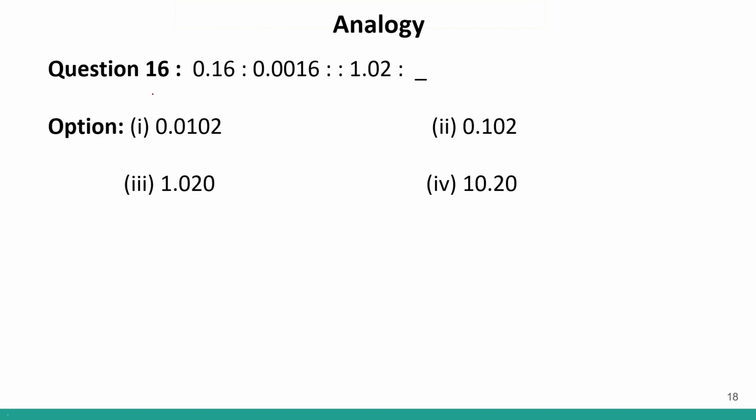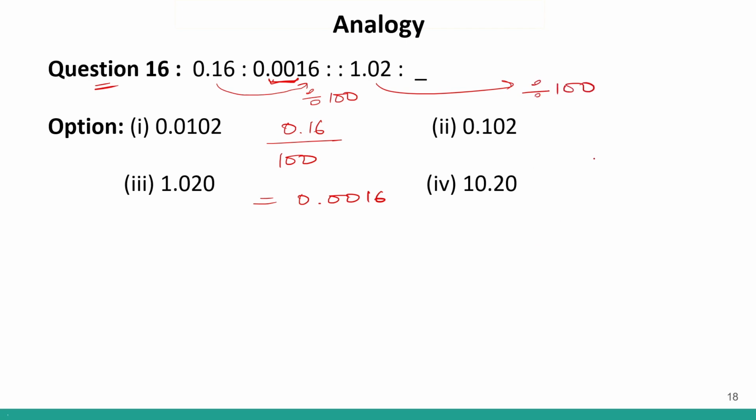Okay, moving on to question number 16. We have 0.16 and 0.0016. So clearly we have divided it by 100, correct? Because we are adding 2 zeros over here after the decimal. So if I divide 0.16 by 100, how much will I get? 0.0016, correct? So simply we are dividing it by 100. Now let us do the same thing for this also, for 1.02. So if I divide 1.02 by 100, how much will I get? 2 decimal places will increase. So I will get 0.0016.